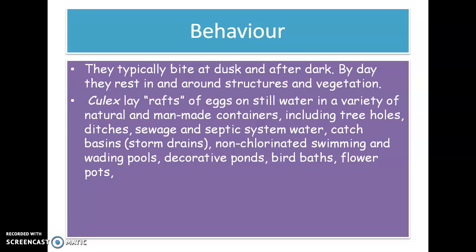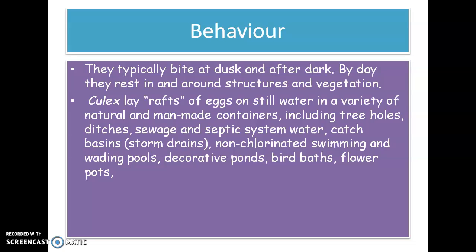Then what about the behavior of this mosquito? They typically bite at dusk and after dark. That means in the evening, mainly from 6 p.m. onwards, it generally bites humans, and during the day or morning time, they rest in and around the structures and vegetation outside our home. So the human blood feeding is mainly in the evening. The rest of the time it will be wandering around the structures and vegetation.